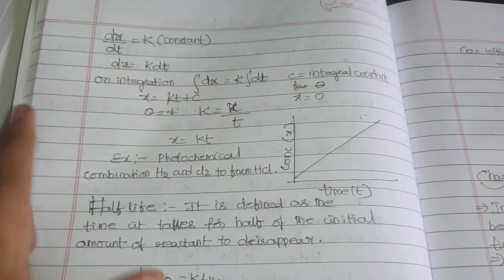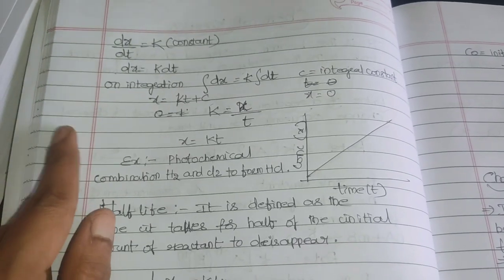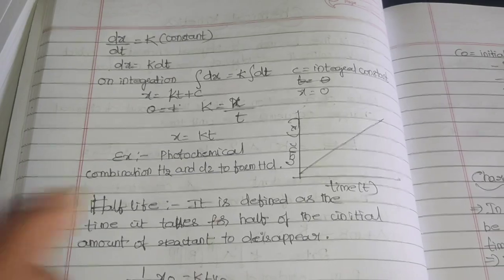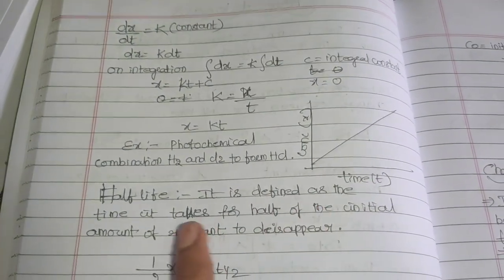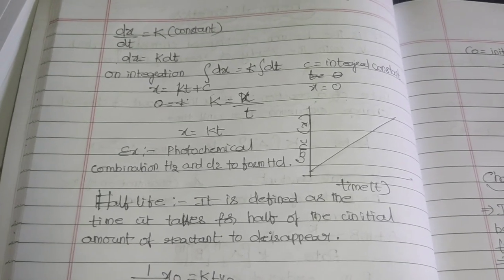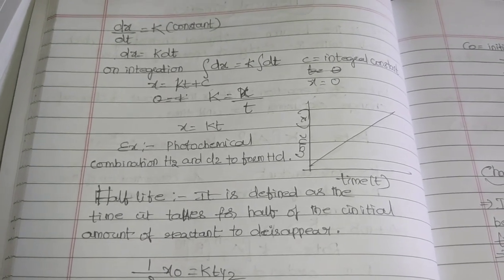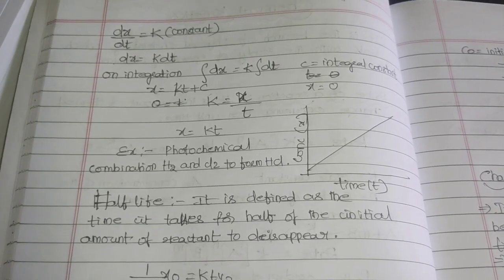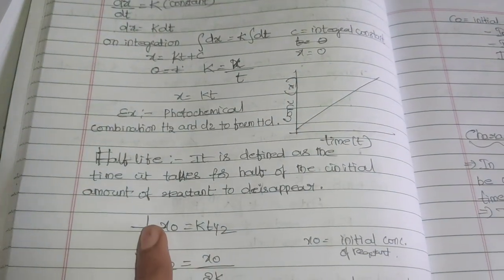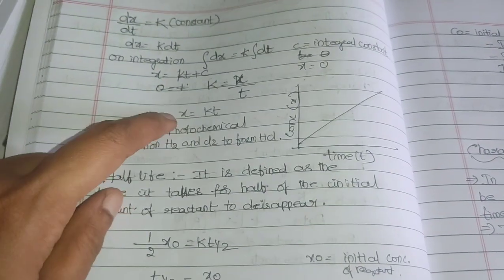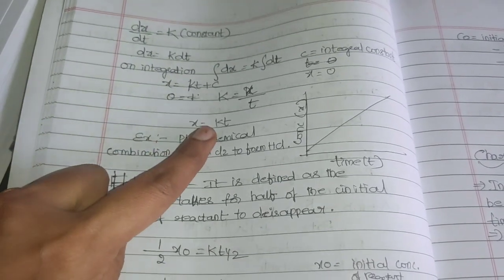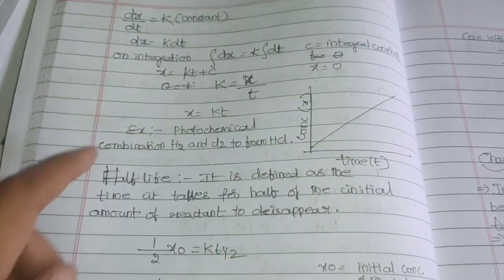Then if we want to calculate the half-life of the zero order reaction, let's first see what half-life is. Half-life is the time taken for half of the initial amount of the reactant to disappear. So whatever the initial amount of reactant is, the time taken for half of it to disappear and form product is nothing but the half-life. So x0 is equal to kt. Because of half-life, x0/2 is equal to k t1/2, because the time is half.